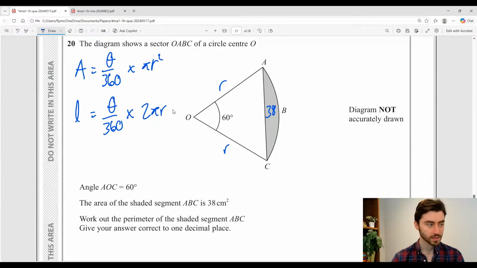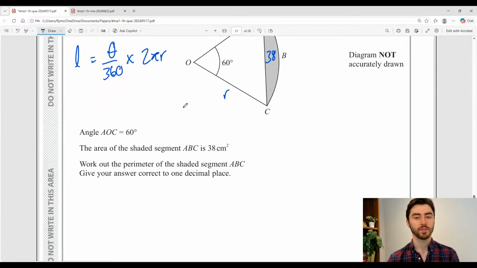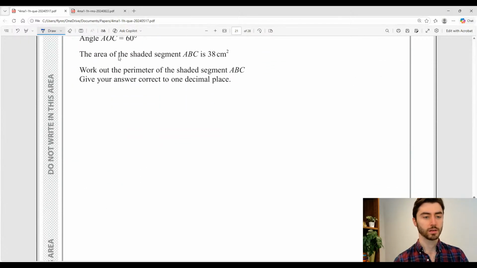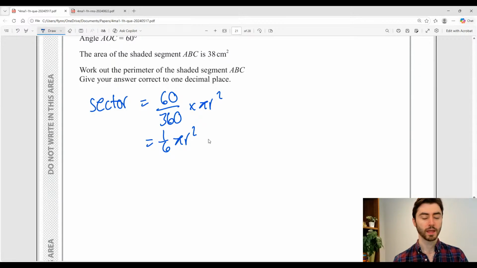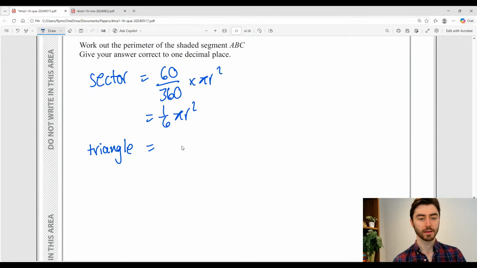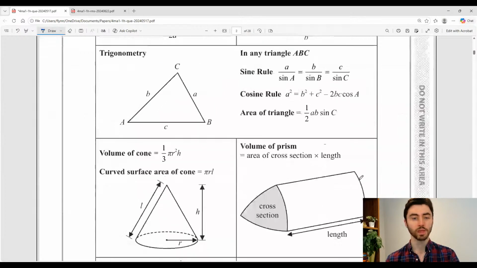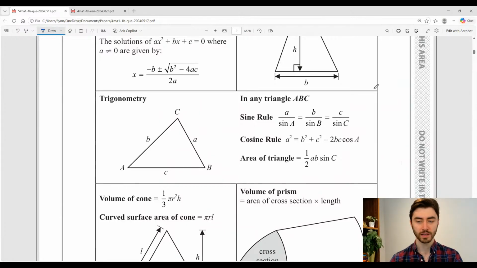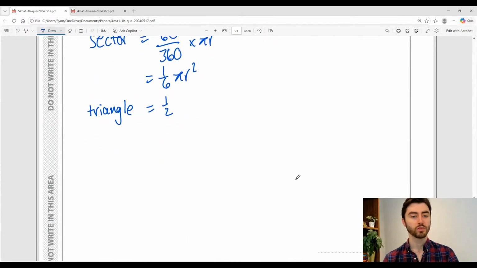So in this case, we have that the area of the sector would be 60 over 360 times pi r squared. So in other words, it's a sixth pi r squared. And the area of the triangle would be given by half AB sine C. So half. Now, again, I'll show you that that comes from here. Area of any triangle, half AB sine C. And so the triangle is a half.